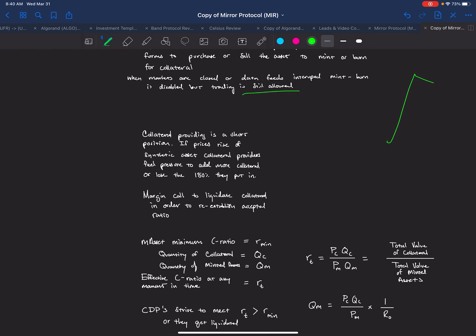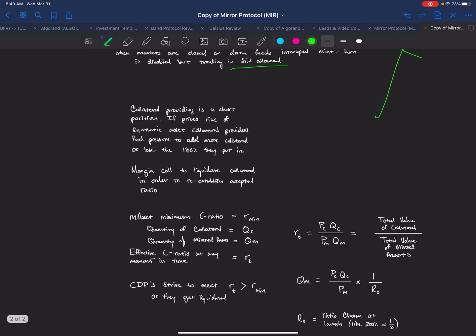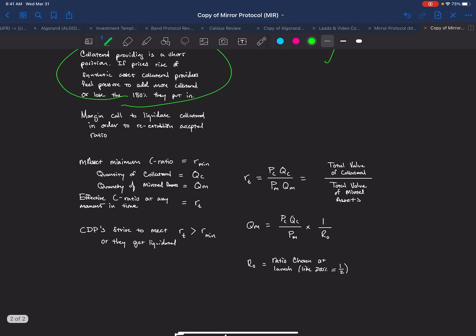If prices rise, then synthetic asset collateral providers feel pressured to add more collateral or lose the 150% they put in. And we'll get into an explainer of how this works, the human incentive, how they establish this. Margin call to liquidate collateral in order to reestablish the accepted ratio. So basically, mAsset minimum ratio.